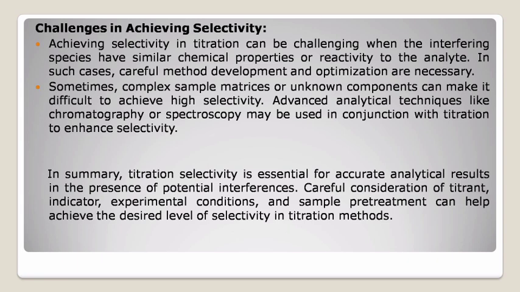Challenges in achieving selectivity. Achieving selectivity in titration can be challenging when the interfering species have similar chemical properties or reactivity to the analyte. In such cases, careful method development and optimization are necessary. Sometimes, complex sample matrices or unknown components can make it difficult to achieve high selectivity. Advanced analytical techniques like chromatography or spectroscopy may be used in conjunction with titration to enhance selectivity.